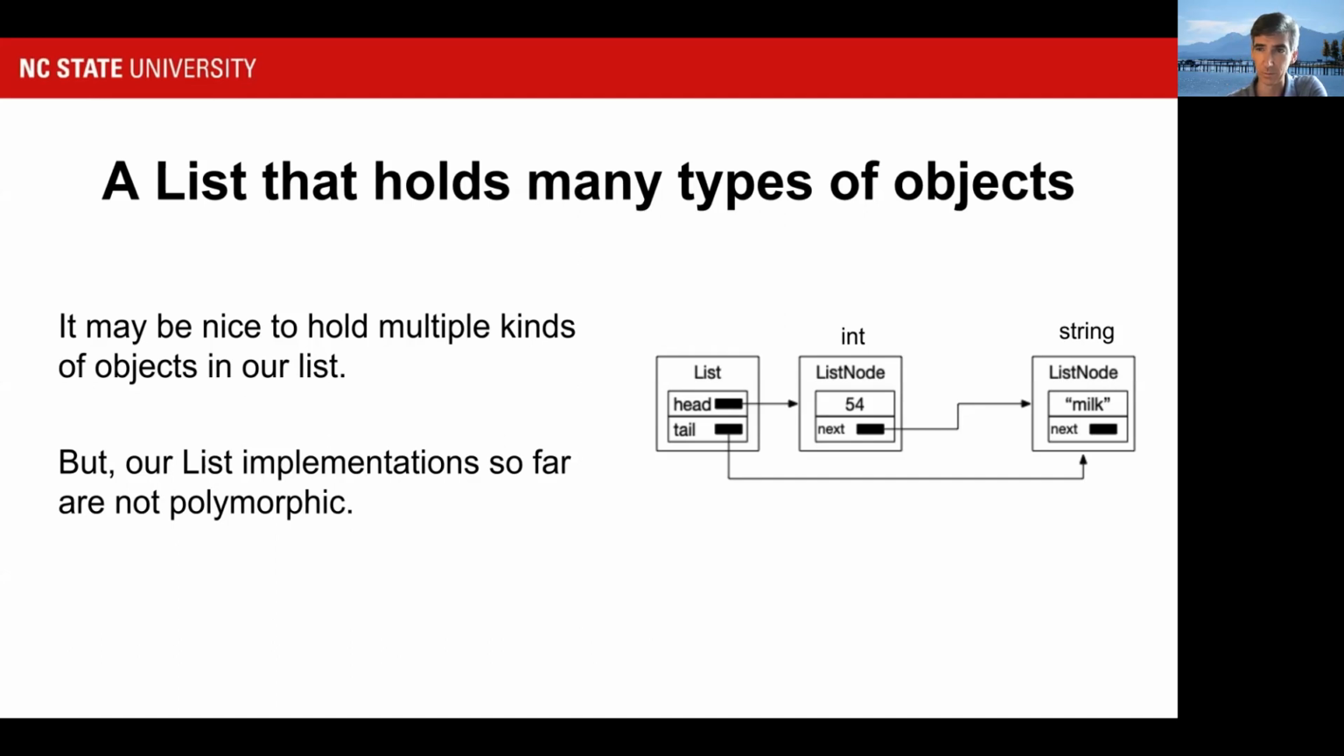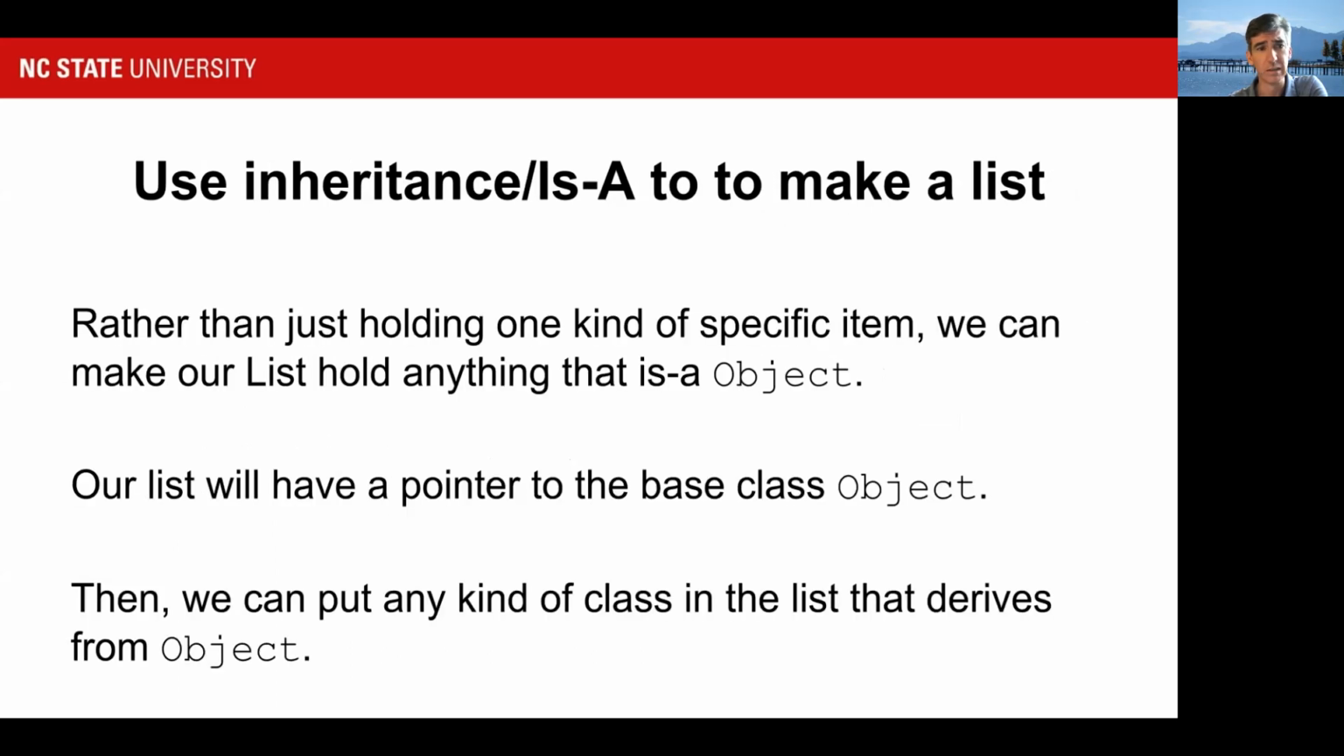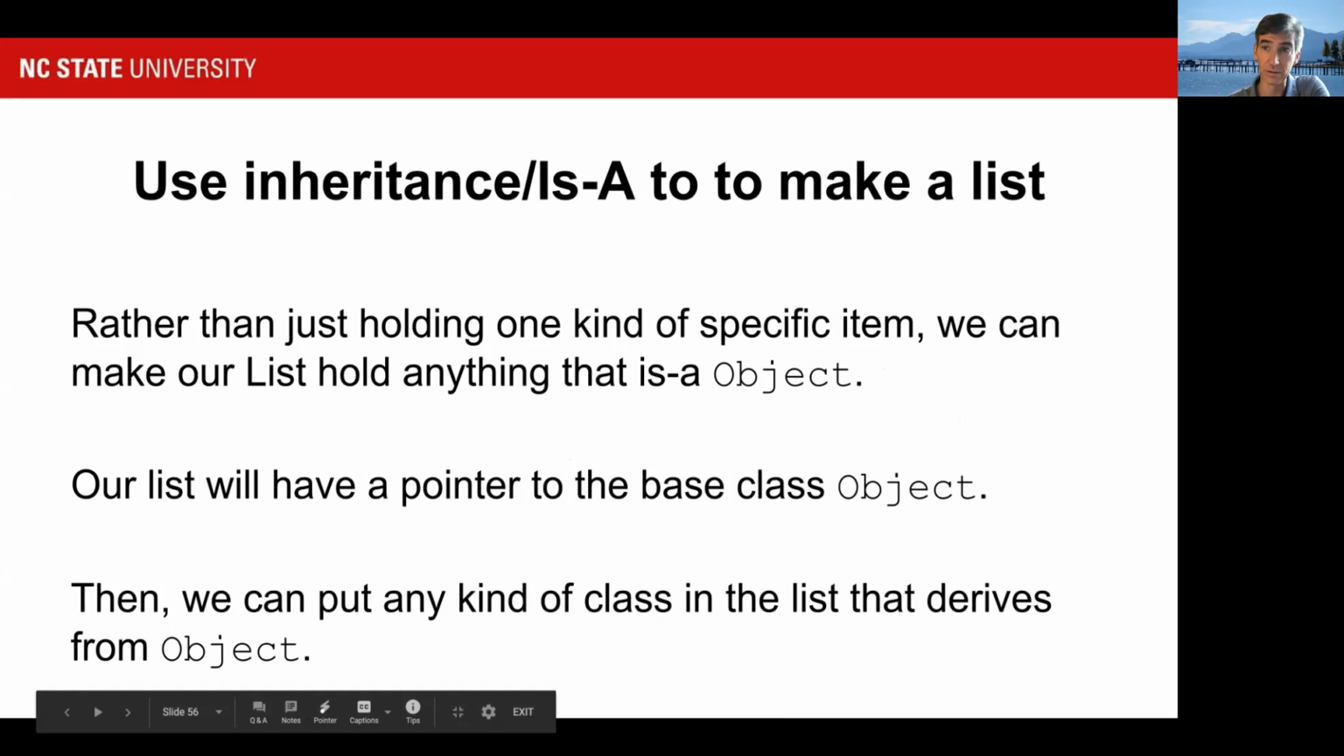Okay, but it actually is possible. We just have to work a little harder to get it to work this way. One way we can do it is by taking advantage of inheritance. Rather than holding one kind of specific item, we can make our list hold anything that is an object, where object is some base class that we define, and then extend to be different types of data that we want to hold. So our list will have a pointer to the base class object, and then we can put any kind of class in the list that derives from object.